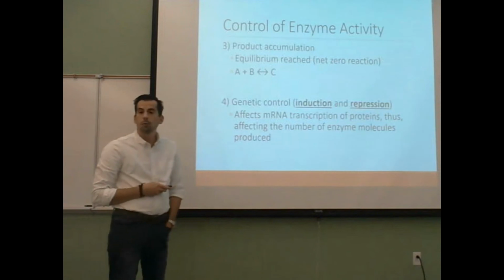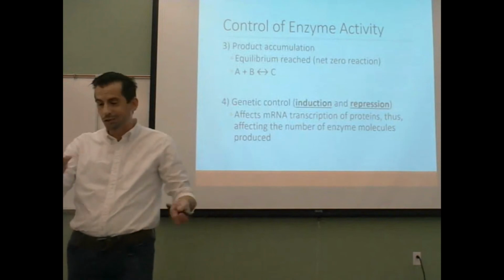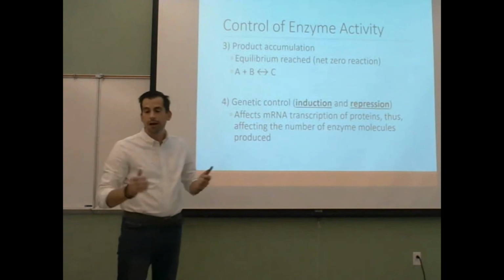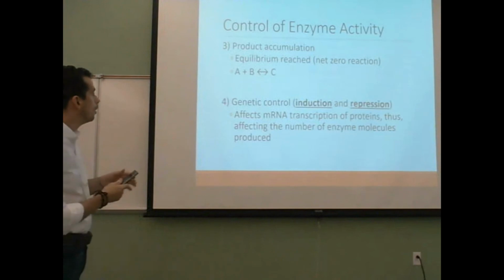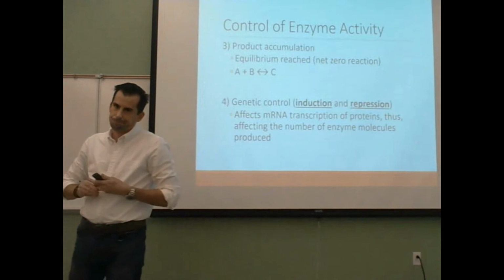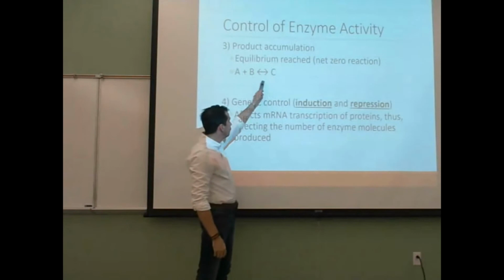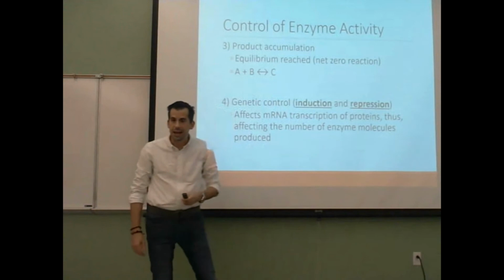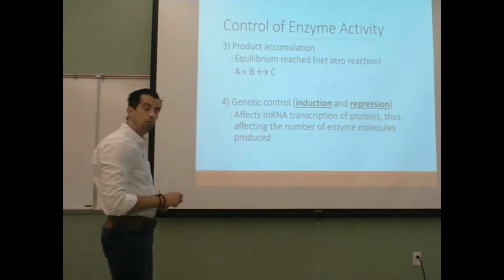Number 3, product accumulation. So we had substrate depletion, now we've got product accumulation, and they sound like they're 2 sides of the same coin. And just by the name, I guess they would be, but the phenomena observed is not 2 sides of the same coin. This touches on the fact that we can have equilibrium. A plus B going to C, and of course we've got that bidirectional arrow, means that C can just as readily break down to B and A. The reaction can take place in the forward or reverse directions readily.